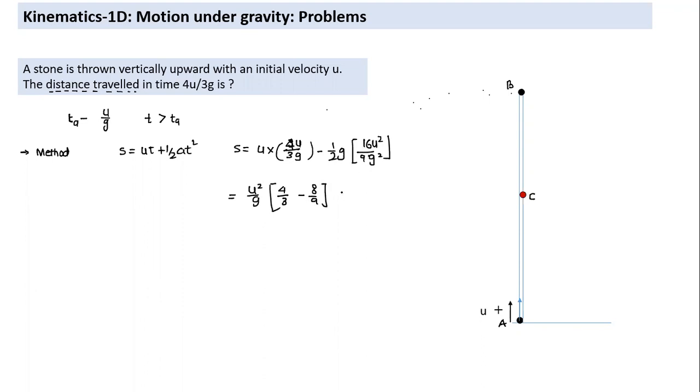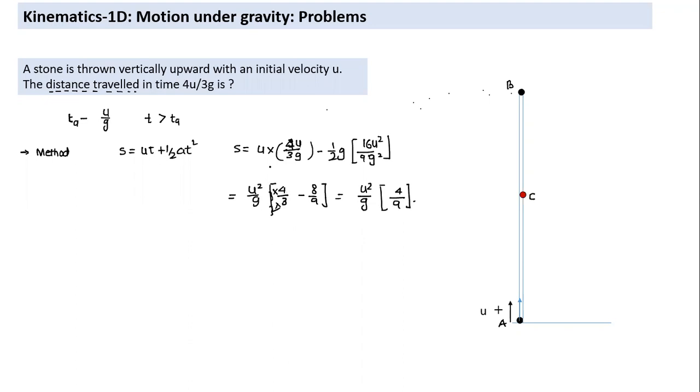This g gets cancelled. And what is that equal to? u square by g. You multiply with 3 and 3. So 12 minus 8, 4 by 9.